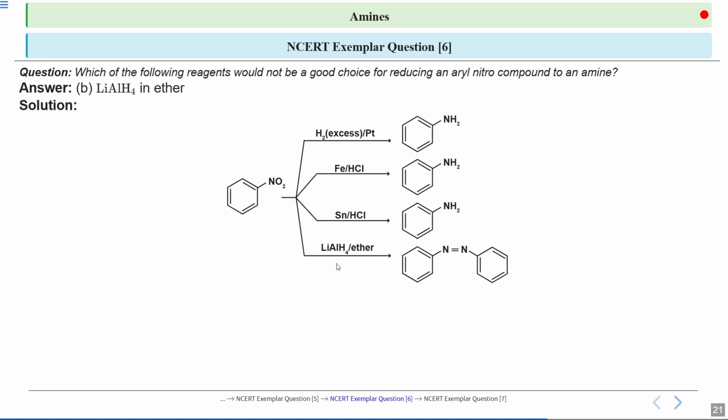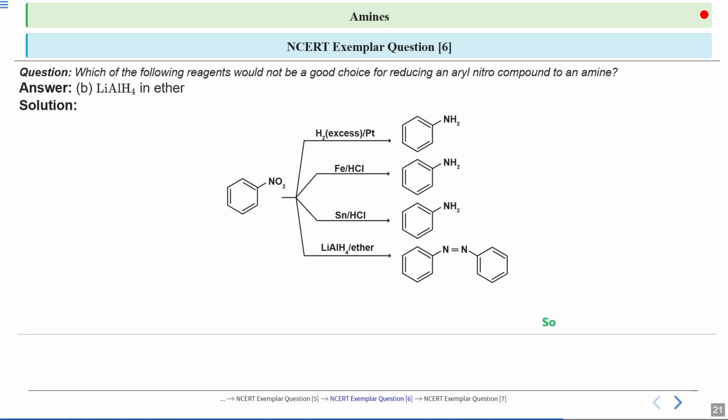But when you treat it with LiAlH4 in presence of ether, you get such azo compounds. So if you are taking an aryl nitro compound to an amine, when you are treating it with LiAlH4 in presence of ether, you are getting an azo compound in this case.